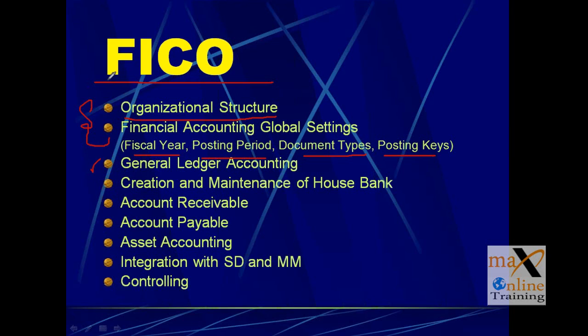These are all the modules which will come under FI level: general ledger, GL, bank accounting, accounts receivable, AR, accounts payable, AP, and asset accounting, AA. These sub-modules you'll find under FI. Again, under controlling you'll find so many different sub-modules. After completing these configuration steps, we'll enter into the general ledger part. Here we'll see how to create the general ledger master records, how to post the transactions, and how to generate the reports.